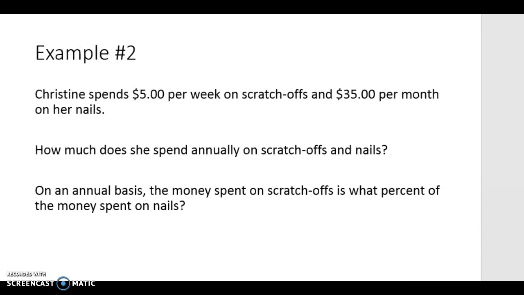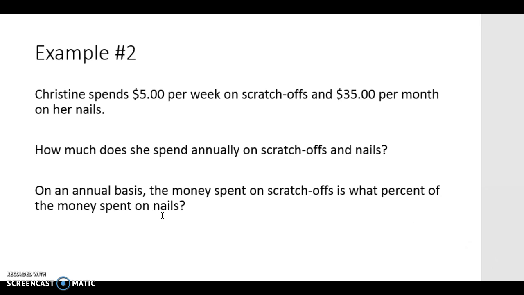The trickier part is it says the money spent on scratch-offs is what percent of the money spent on nails. So we already know that we're solving for percent, so that's going to be the x over 100. And we're going to set that equal to, and the tricky part is, do we put the scratch-offs over nails or do we put the nails over scratch-offs? In this case, the key word here is "is." The scratch-offs "is," and "is" usually refers to the top of that fraction. That would mean that the nails is going to be on the bottom.